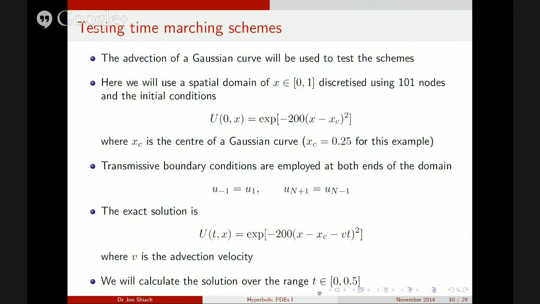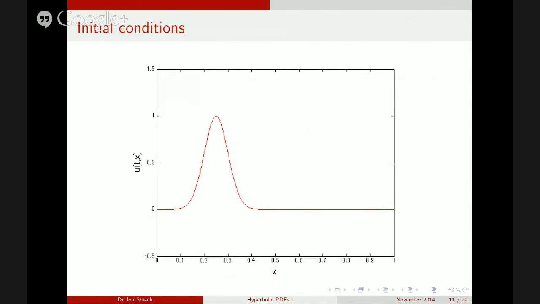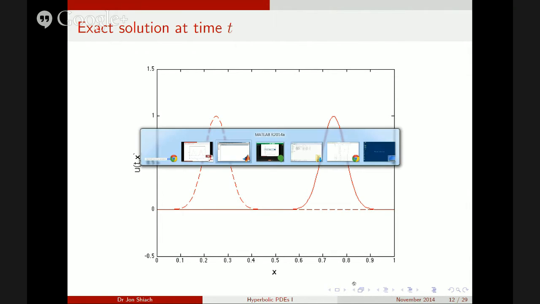And we will calculate the solution over the range t. It starts at 0, and I'm going to calculate the solution up to a half. So there's our initial conditions, a Gaussian hump. The exact solution after time t is just the hump moved to the right-hand side. In the notes, I've given you a graph of what the solution to the first order upwind scheme looks like. What I'm going to do now is take you step by step through doing that in MATLAB. So hopefully the MATLAB is loaded up.